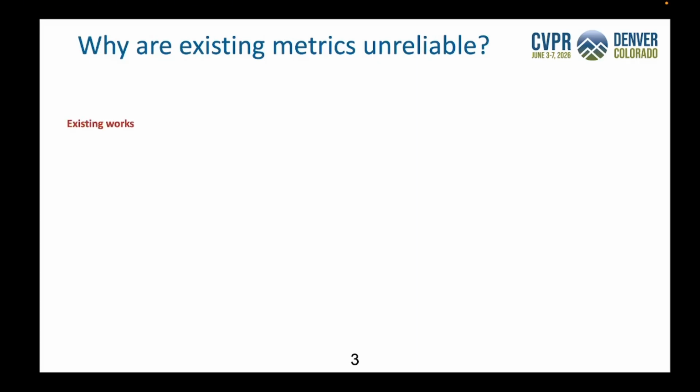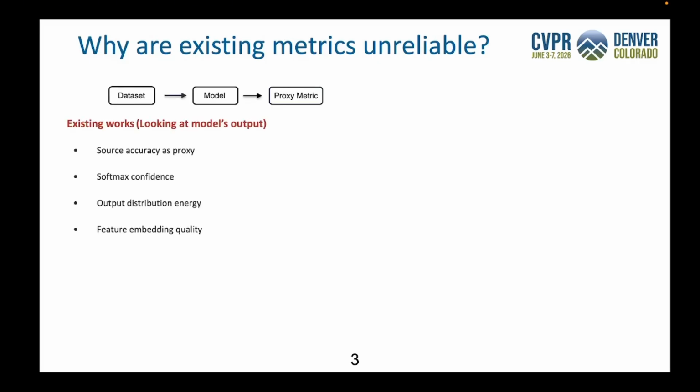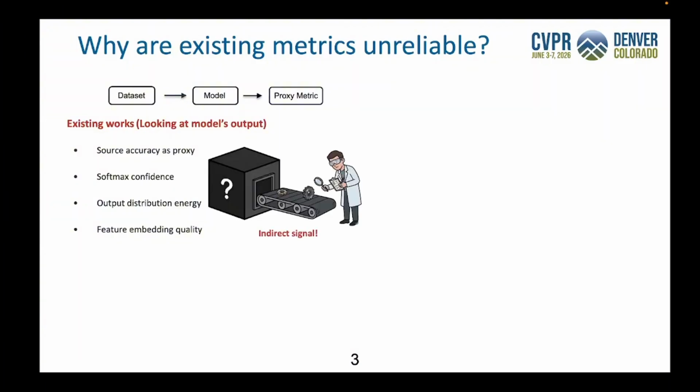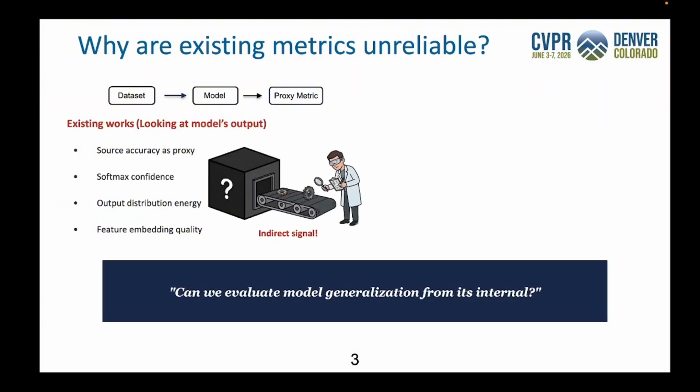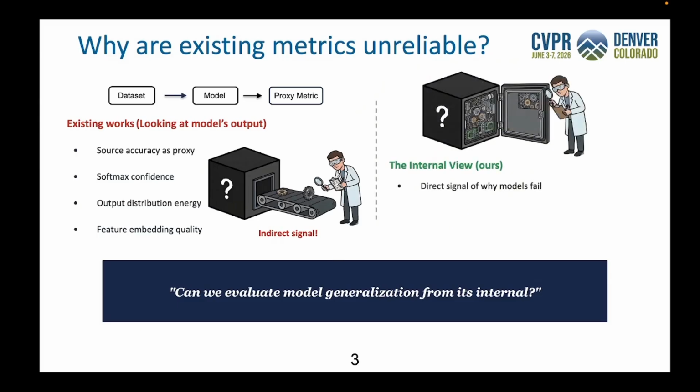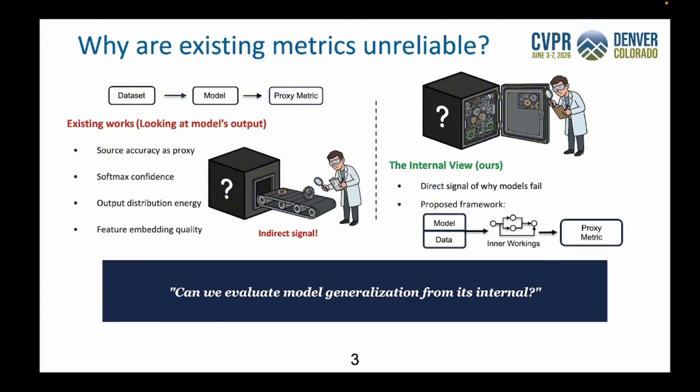Summarizing the commonality among these methods, they only look at the model's output, which is an indirect signal. So can we evaluate model generalization from its internals? Our work answers this question by developing an internal view which extracts a direct signal of why a model fails from its internals. The proposed framework has two steps. First, given the model and target data, which is unlabeled, we extract the model's inner workings. Step 2, we define the proxy metric based on the inner workings.